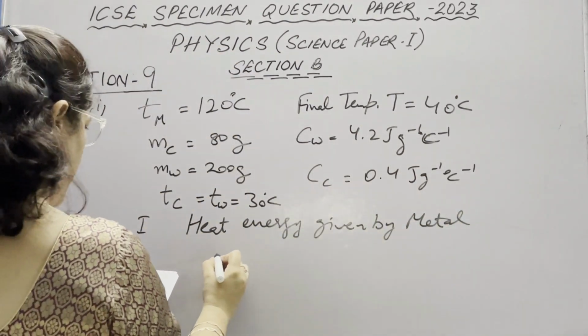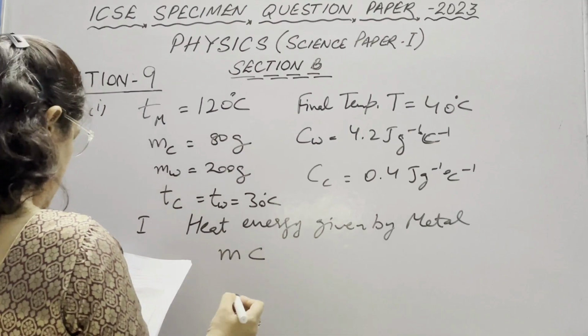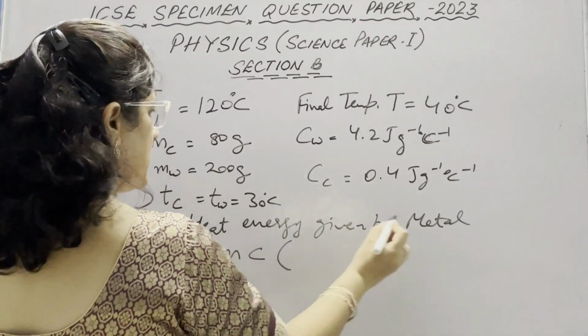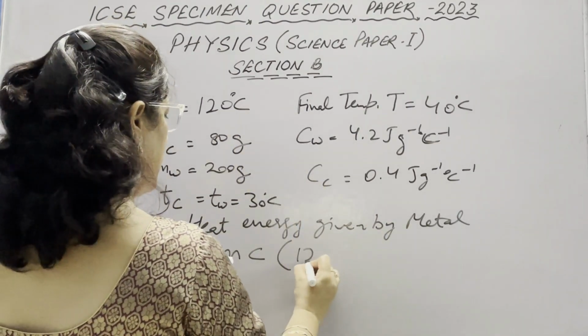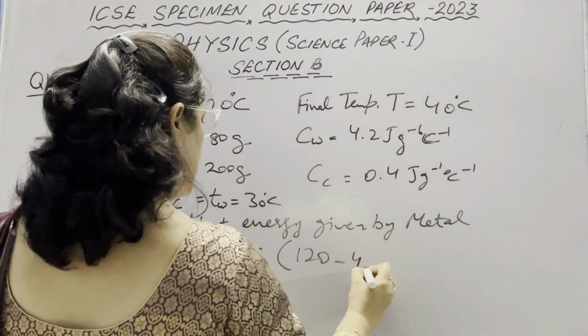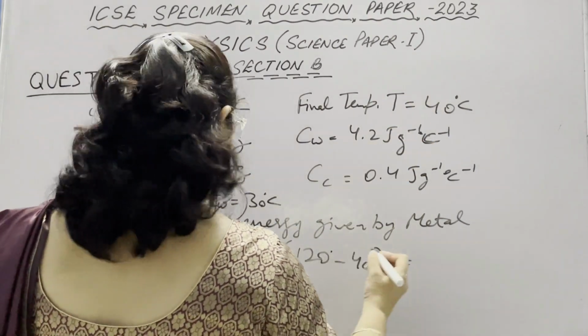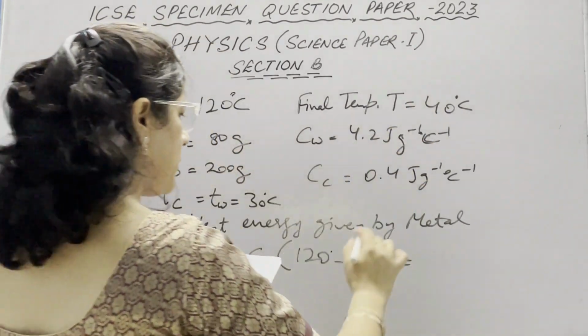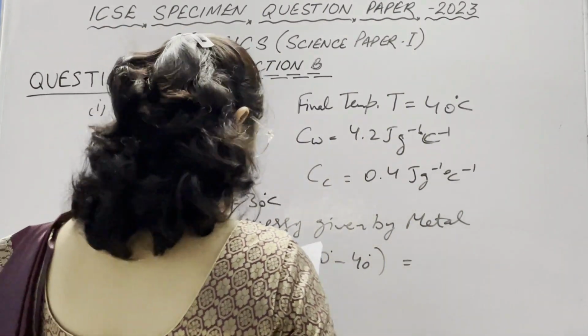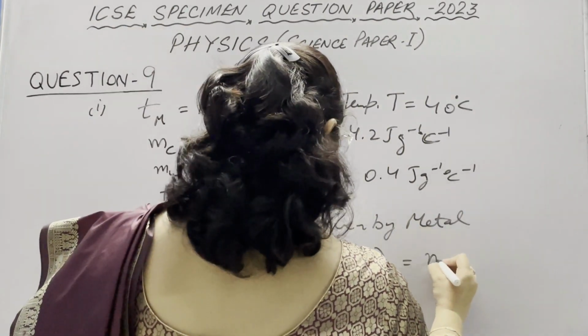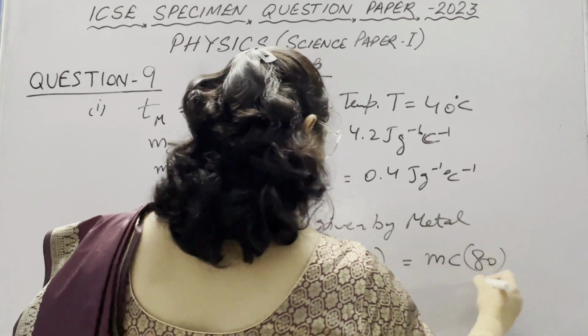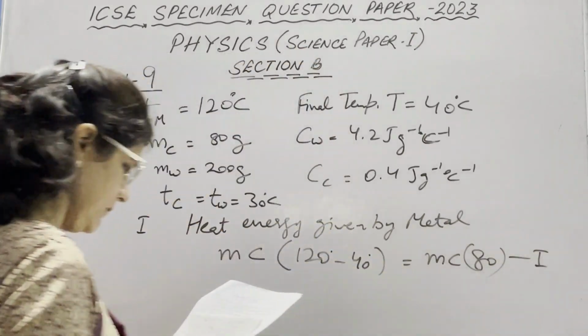It is m c delta T, we know the formula. m is not given, c is not given, but delta T is given. The temperature of the metal is 120 minus the final temperature 40, so 120 minus 40 degrees. All masses are in gram, so we need not change any mass value to kg. So the value comes out to be m c into 80. This is our first equation.